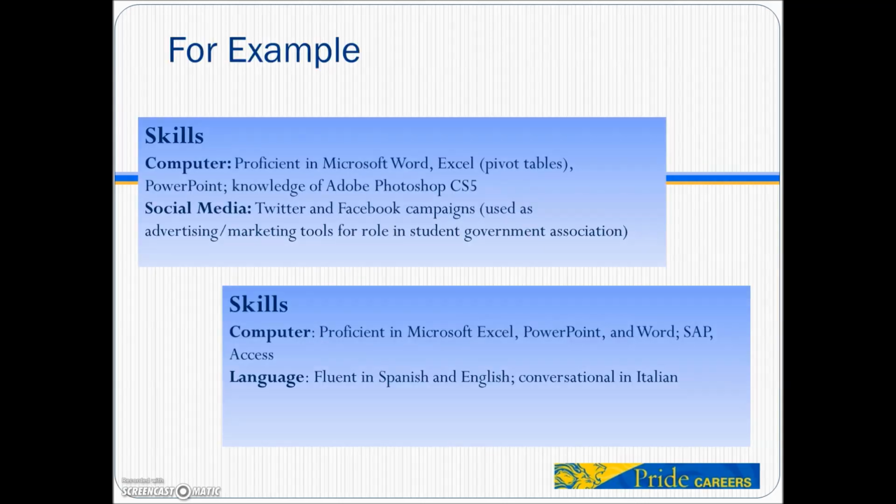Here are two great examples of how you can set up your skills section on your resume. Notice that social media is listed, but used for marketing reasons. Also notice how the language skills are listed.